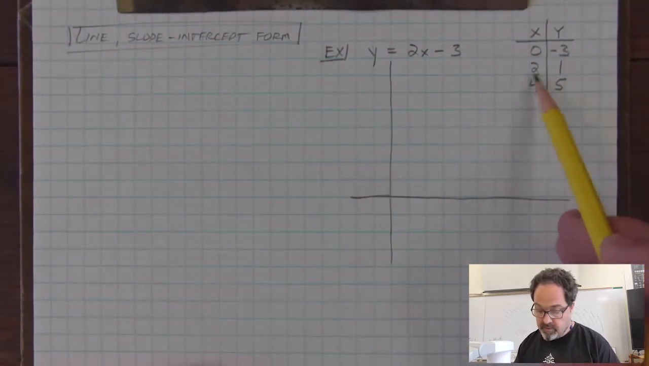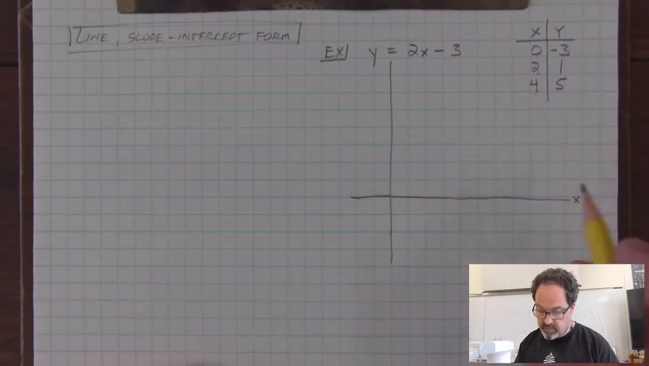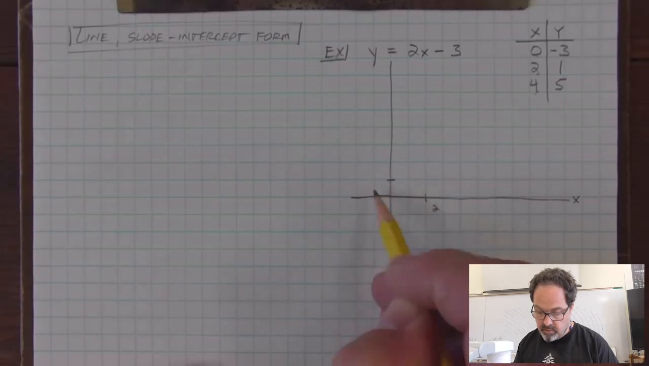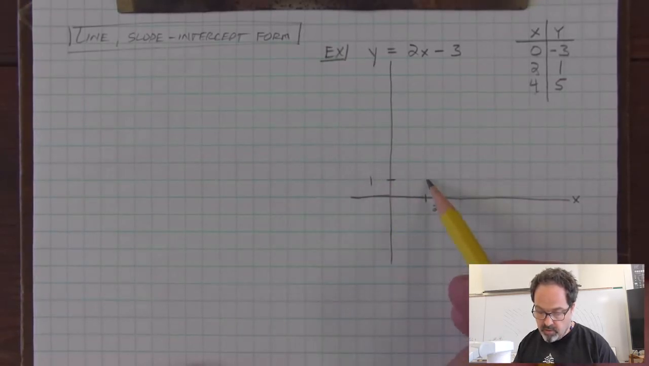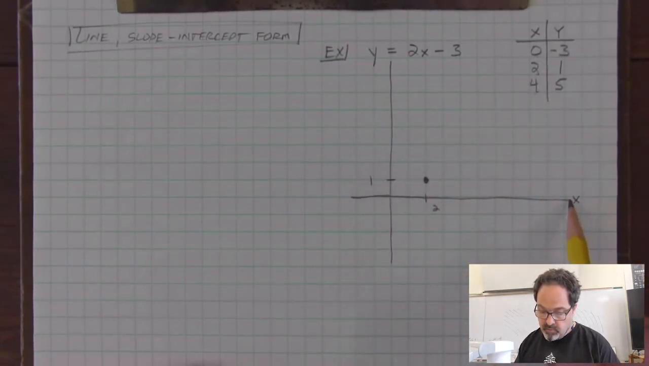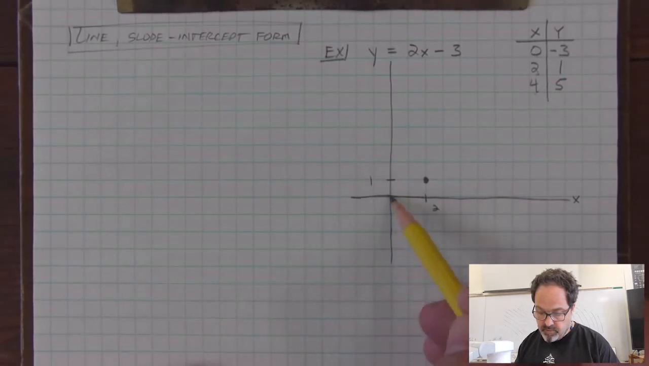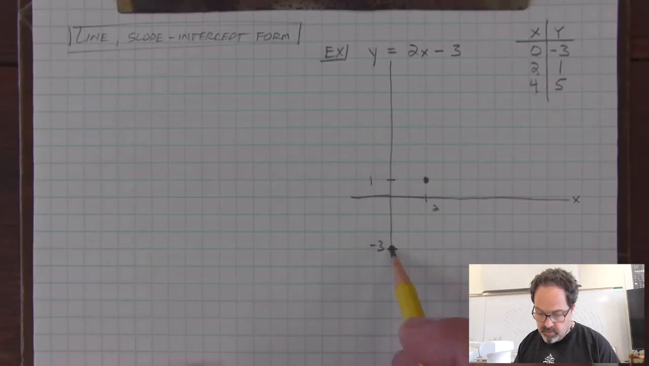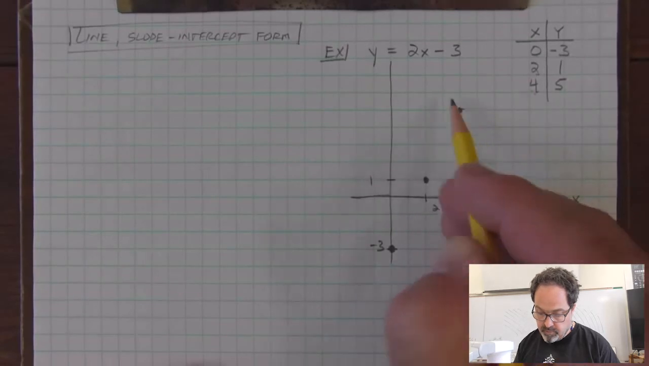I'm going to plot the second one first. When x is equal to 2, y is equal to 1. On the x-axis, I'll make a tick mark at 2, and on the y-axis, 1. That coordinate 2, 1 is right there. Graphing the first point at 0, negative 3: on the x-axis, I don't go anywhere. I'm at 0, and negative 3 on y is down here. I'll make a tick mark at negative 3 and plot that point. The point 4, 5, where x is equal to 4 and at the same time y is equal to 5, plots right there.